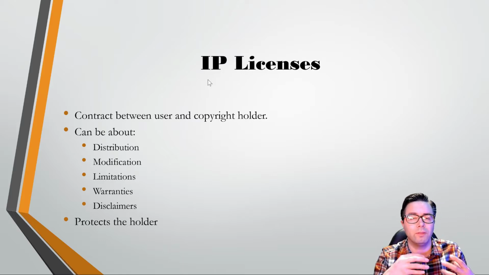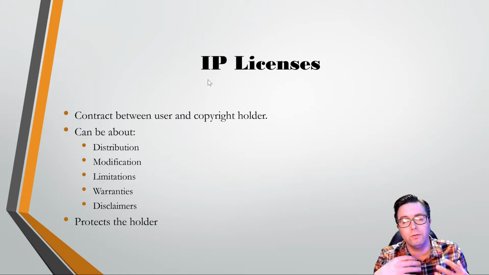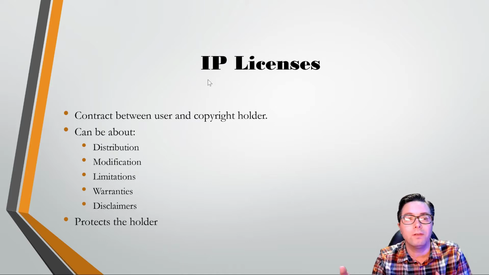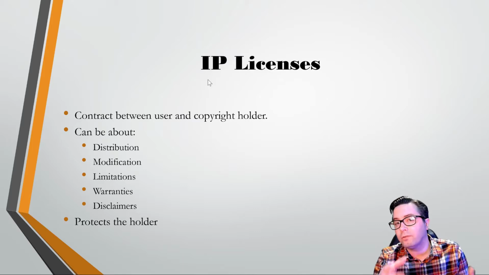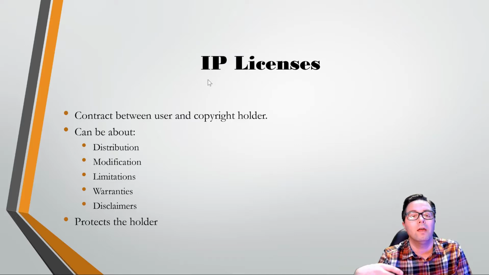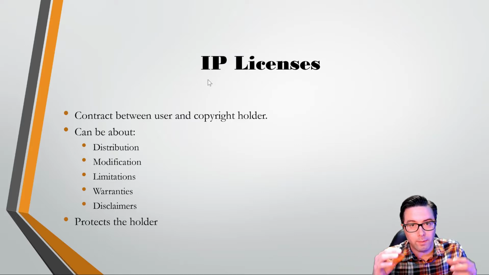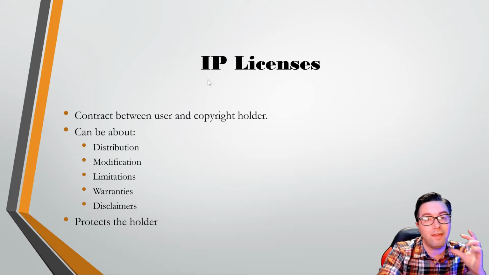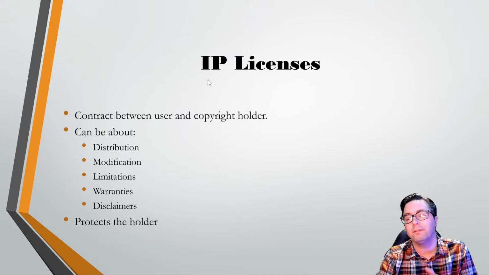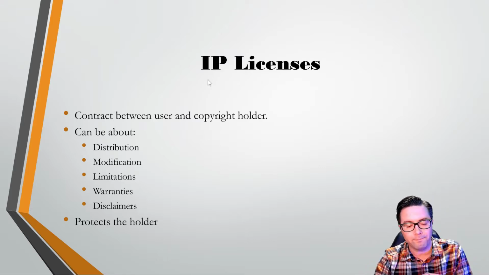But anyways, an IP license is a contract between the user and the copyright holder. Those agreements can include distribution, like who you can sell it to or who you can give it to, what sort of modifications you can make to it, the limitations of what you can do with it, any warranties, and disclaimers and all that information. These are not all the things that could be in it, but these are some of the things that could be in it.